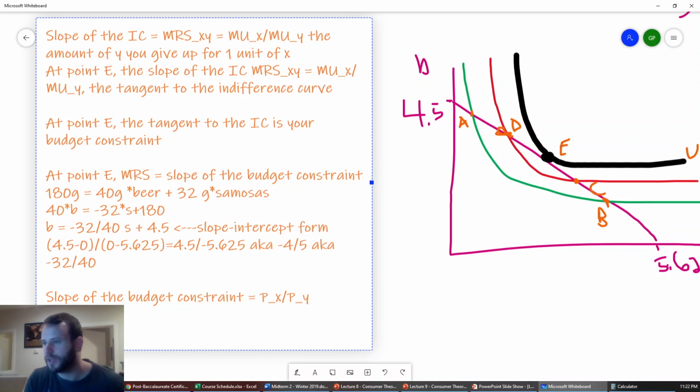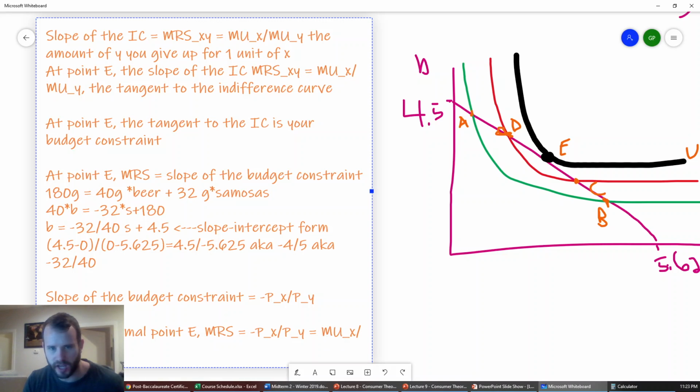So we can say at the optimal point E, the marginal rate of substitution is equal to negative PX divided by PY. I'm going to throw in a negative here because I forgot it before. And we know that marginal rate of substitution is MUX divided by MUY, the marginal utility from X divided by marginal utility from Y.